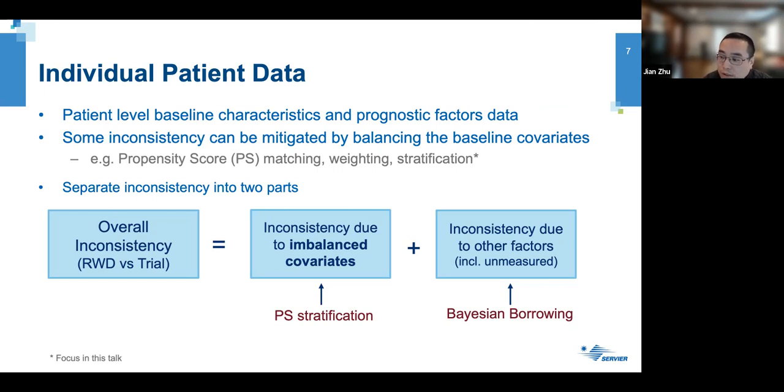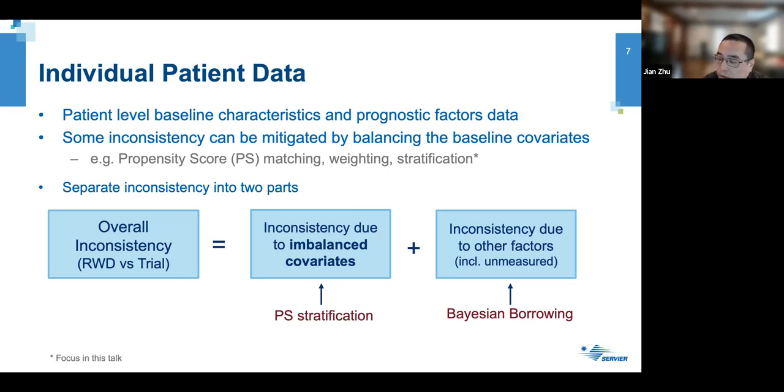And if all this inconsistency can be explained by the imbalance in the baseline characteristics, then that would be great. However, if the existing baseline covariates can only partially explain some of this inconsistency, then there is this intuitive thought, right? You can separate inconsistency into two parts. One part is due to the imbalanced covariates, and the other part may be due to other factors, which can be caused by some covariates that are not even measured, or there could be some temporal effect that, if you borrow certain data from, say, 5 years ago, there could be underlying change in the supportive care, and therefore, even if you balance the baseline characteristics, there still could be inconsistency between the external data and the trial data, right?